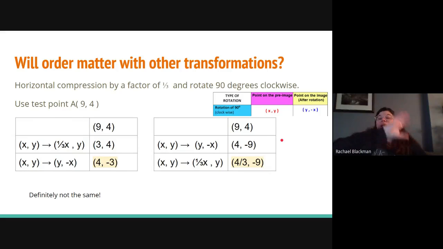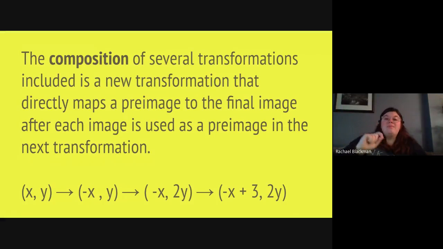So what we are doing in all of these examples, to test if order matters, to see that we can perform 2 transformations on points, is what we call composition of transformations. All right? This might be a good thing to pause and paraphrase here. Composition of several transformations is a new transformation that directly maps a pre-image to the final image after each image is used as a pre-image in the next transformation. Oh my gosh, that's a lot. Let's break it down real quick.